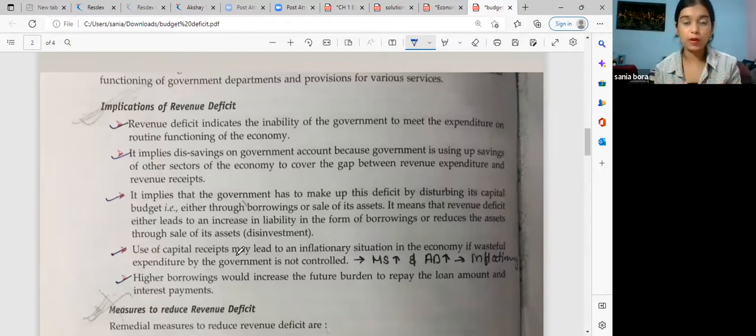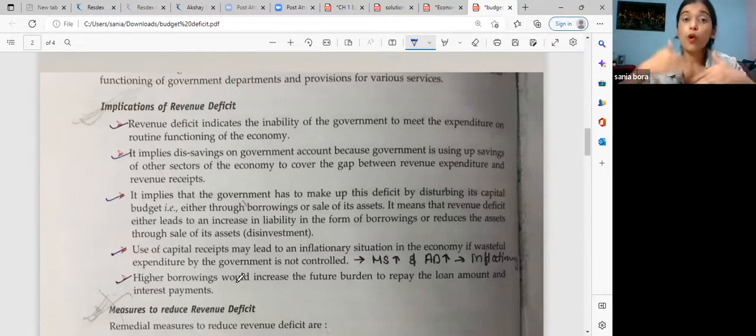Now government is in problem. So what will government be doing? Government will be increasing the prices of all the products. So if you are using your capital receipt more and more, then the situation of inflation can come, because of course government needs money, right? So government will be creating the situation of inflation.